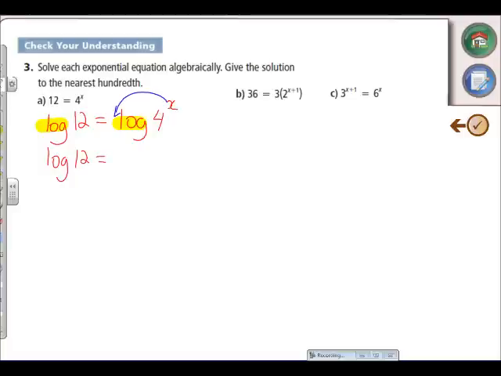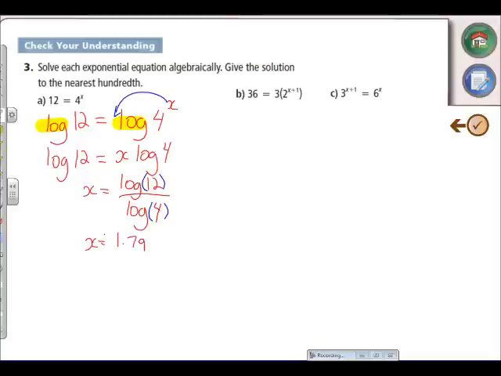I can now bring down, we'll keep it with math here, x log 4. So bring that x down. Let's divide the log 4 over. So x equals log of 12 over log of 4. That's the exact form. If you're asked for exact form, you'll leave it like that. If you're asked to go to the nearest hundredth, that's when we plug it into our calculator. Don't forget that you have to have the brackets around the 12 when you plug it into your calculator, and that comes to approximately 1.79.